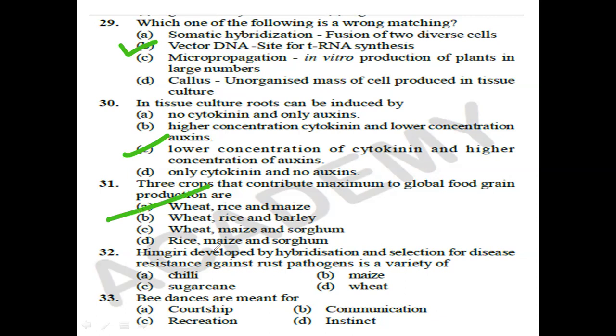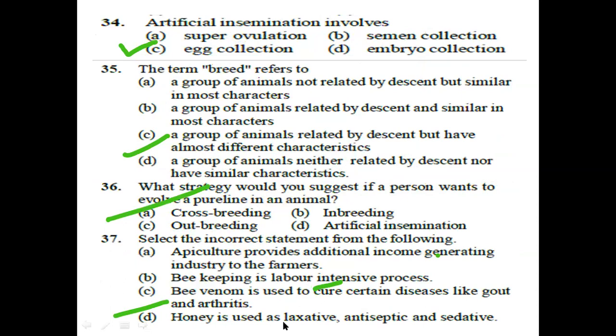Option A. Himgiri, developed by hybridization and selection for disease resistance against rust pathogen, is a variety of wheat. B. Dance is meant for courtship. Courtship is nothing but sexual reproduction. Artificial insemination involves superovulation.